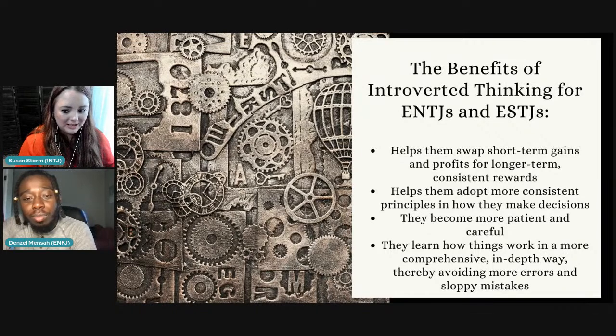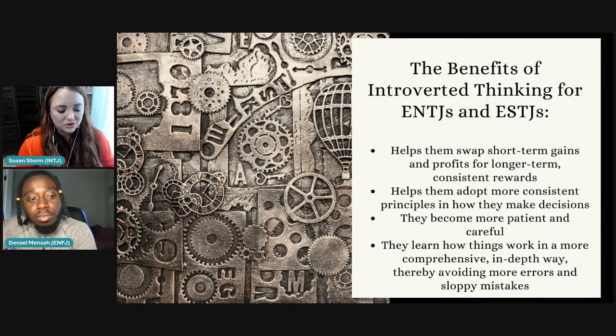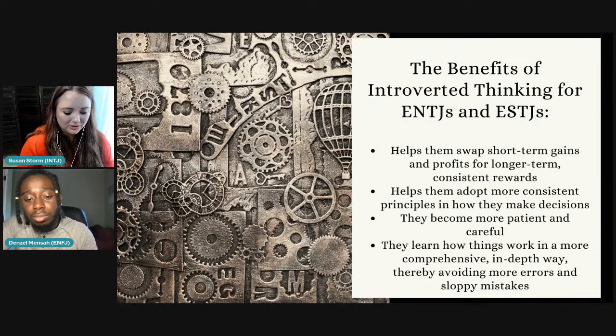So when ETJs integrate introverted thinking, they become more patient. They learn to slow down and not just go for the short-term gains and short-term rewards, but actually look at how they can create systems and principles that will help them in the long term consistently. They can adopt more consistent principles. ETJs can sometimes be a little loose with their principles if they're one-sided.